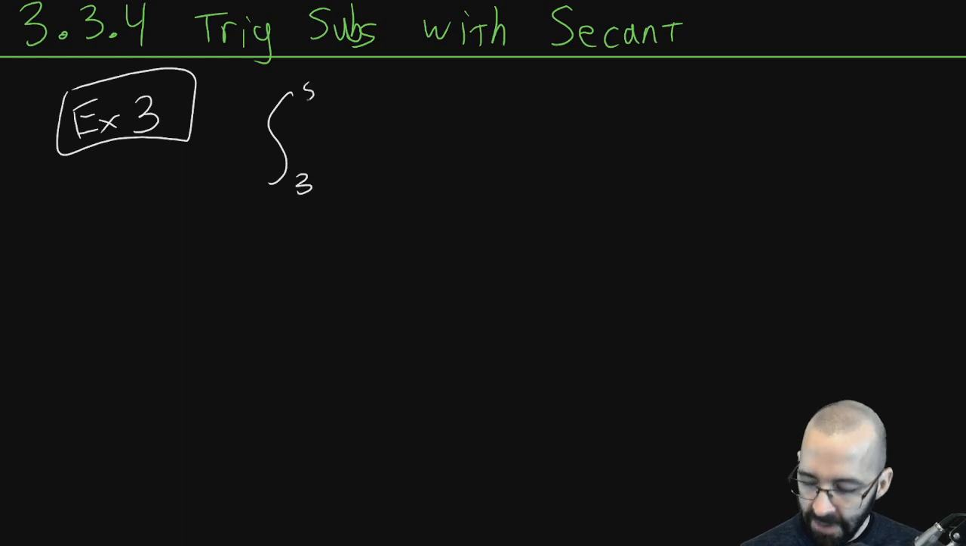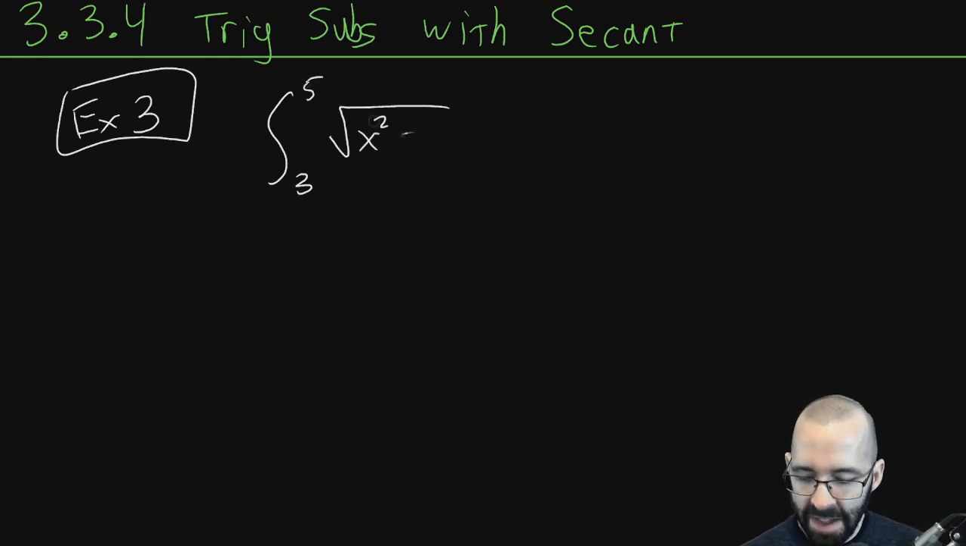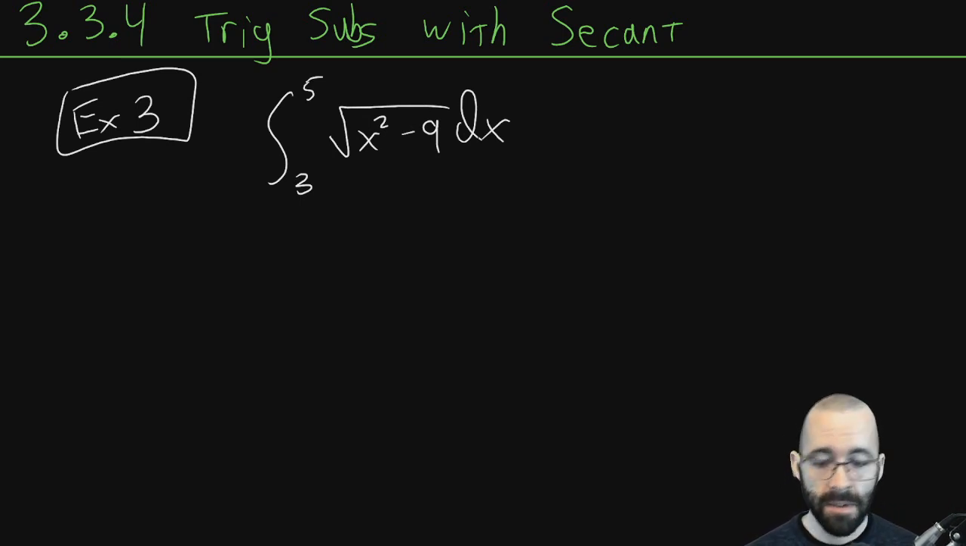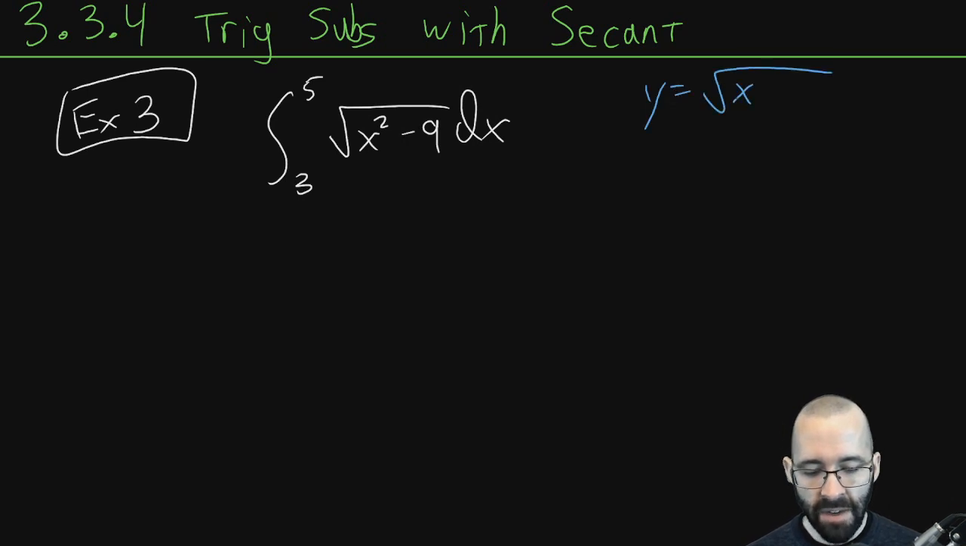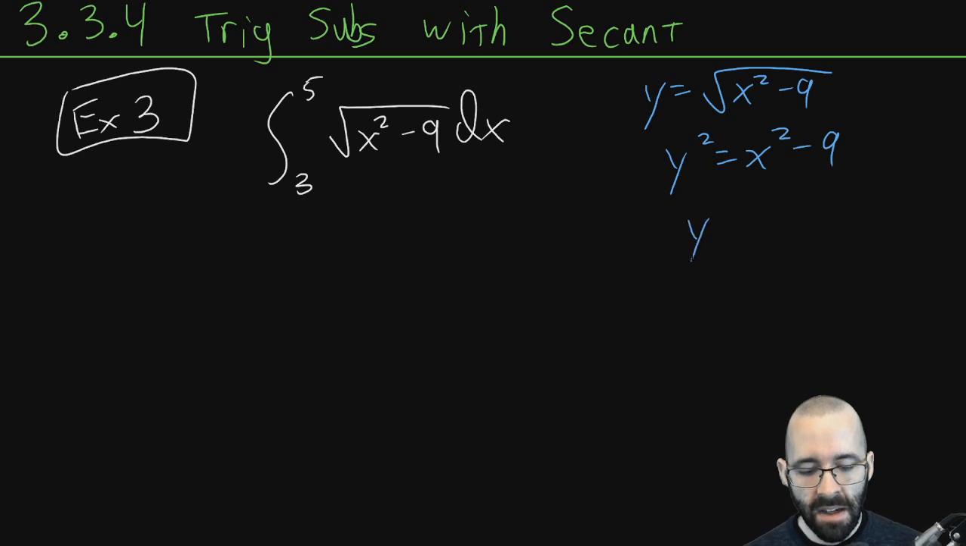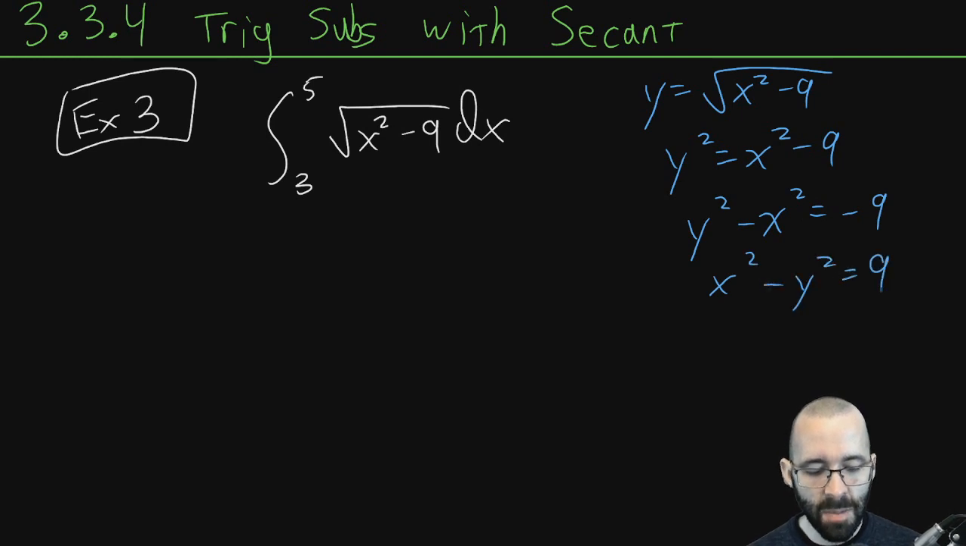So look at the integral from 3 to 5 of the square root of x squared minus 9. This is not a semicircle, right? This is y equals the square root of x squared minus 9. So y squared is x squared minus 9, so y squared minus x squared equals minus 9. Usually we write it as x squared minus y squared equals positive 9. This is a hyperbola, not a semicircle.